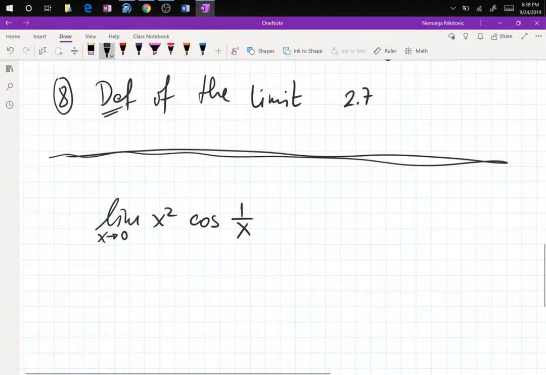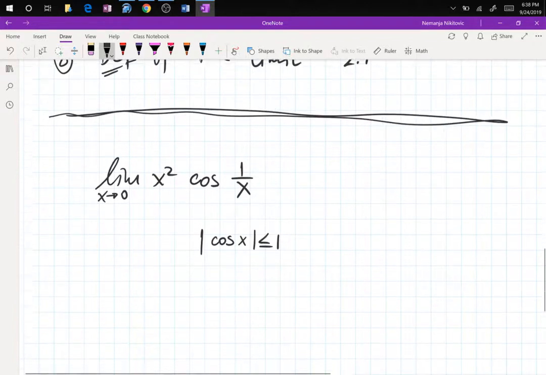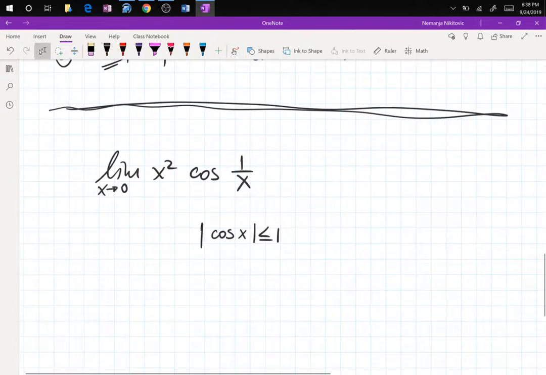So we start the problem by remembering that cosine of x is bounded, which means that the range of the cosine function is from -1 to 1, and from there we can write that -1 is less than or equal to cosine of 1 over x, which is less than or equal to 1.